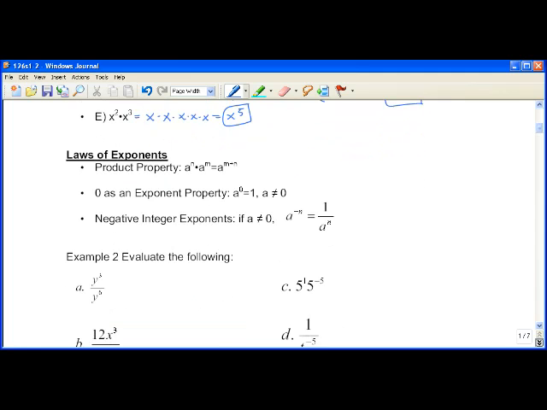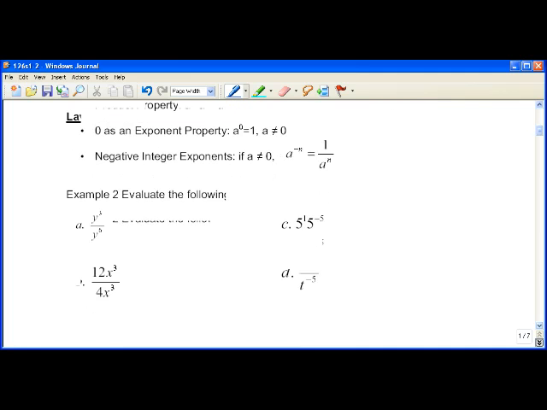Now, laws of exponents. The product property: if we have a to the n times a to the m, we can add those powers, as we saw in the last example. It's a to the m plus n. Zero as an exponent property: a to the 0 is 1 as long as a is not 0. And the negative integer exponent: if a is not 0, a to the negative n equals 1 over a to the n.